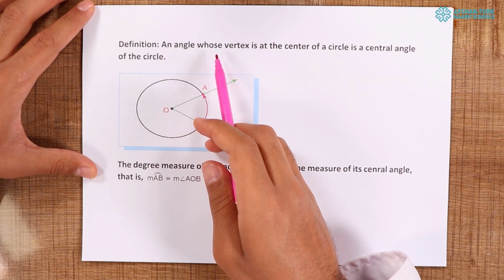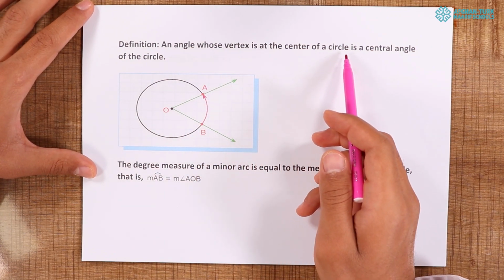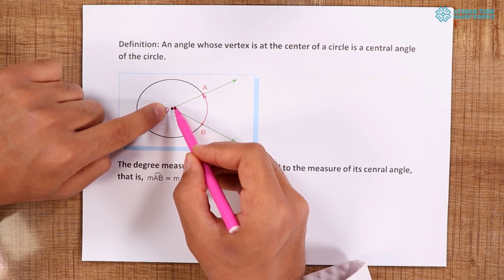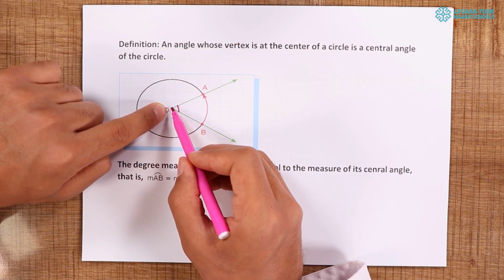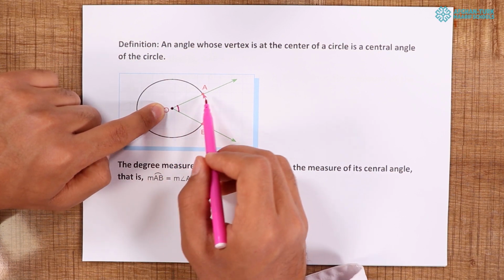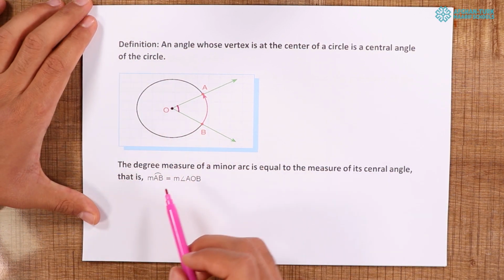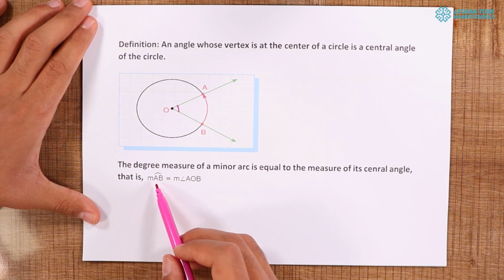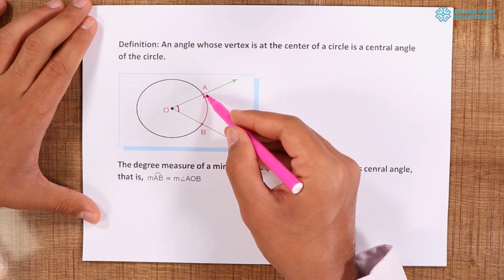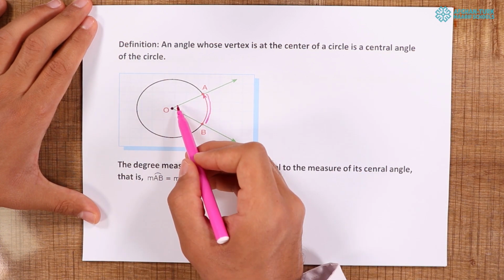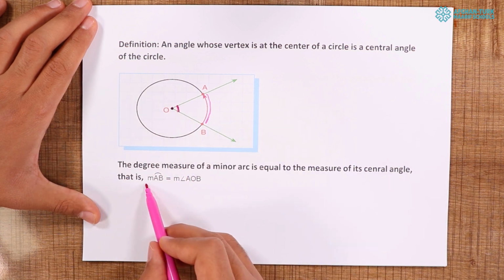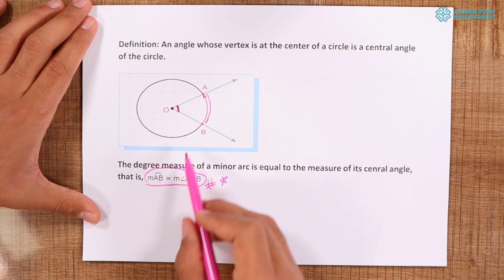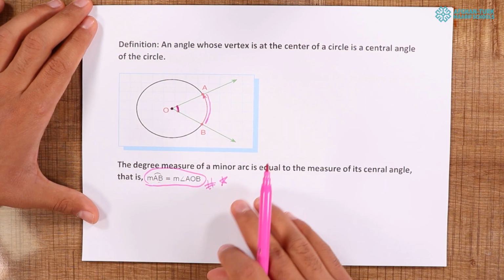An angle whose vertex is at the center of the circle is a central angle of the circle. As you see, we have an angle here. If an angle's vertex is on the center, then it's called the central angle. The degree measure of a minor arc is equal to the measure of its central angle. That is, measure of arc AB is equal to the measure of the central angle. Do not forget this formula, it's too important.